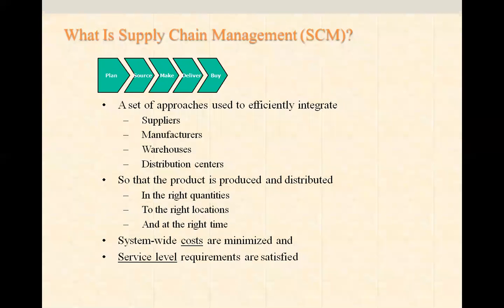What is supply chain management? SCM is a set of approaches used to efficiently integrate supplier, manufacturer, warehouses, and distribution center so that the product is produced and distributed in the right quantities, to the right location, and at the right time. System-wide costs are minimized and service level requirements are satisfied.